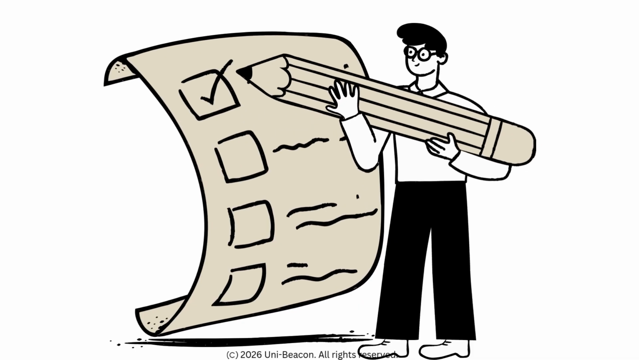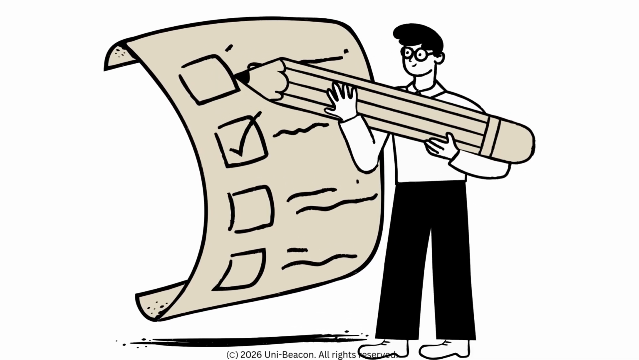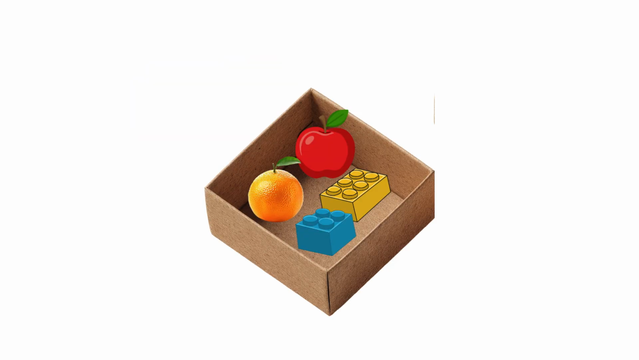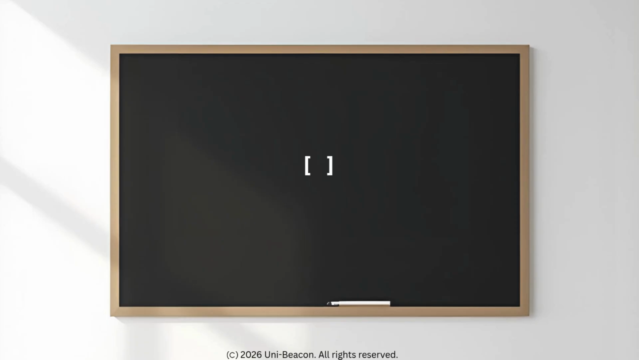A list is a way to keep several things together in one place. In Python, we can make lists to store multiple items, such as numbers, words, or even a mix of both, in a single variable. So it's like a box where I can put different stuff? Yes. A list is a special box that can hold a bunch of things at once. Let's see how we make one.